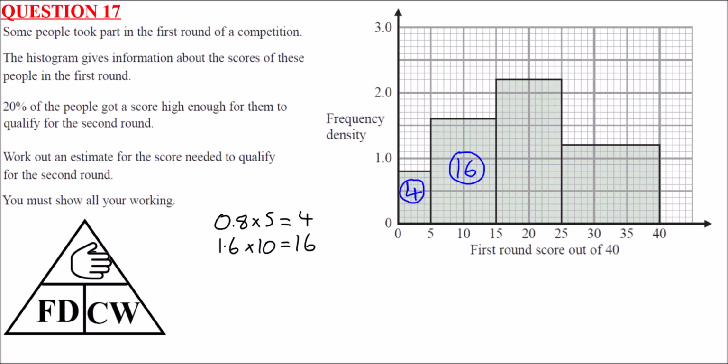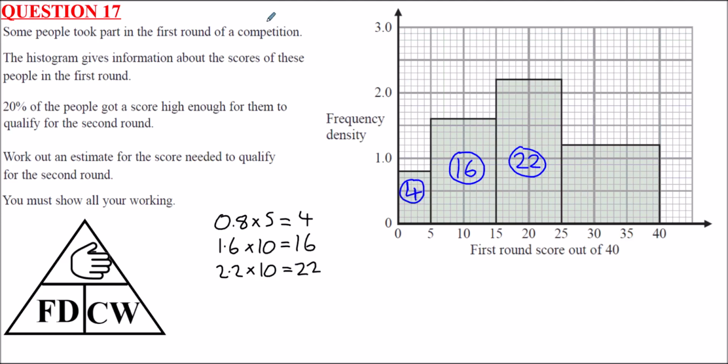The third bar has a frequency density of 2.2. Again, has a width of 10, because 25 take 15 is 10. 2.2 times 10 is 22. So this represents 22 people in total.